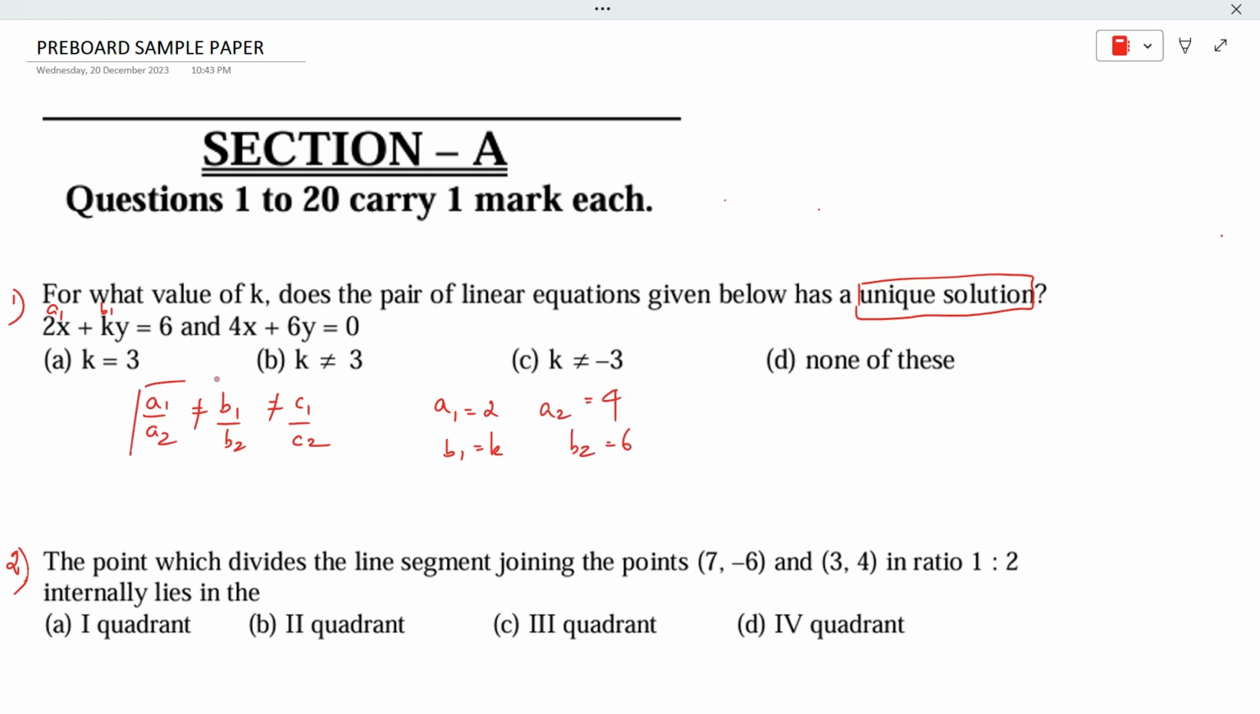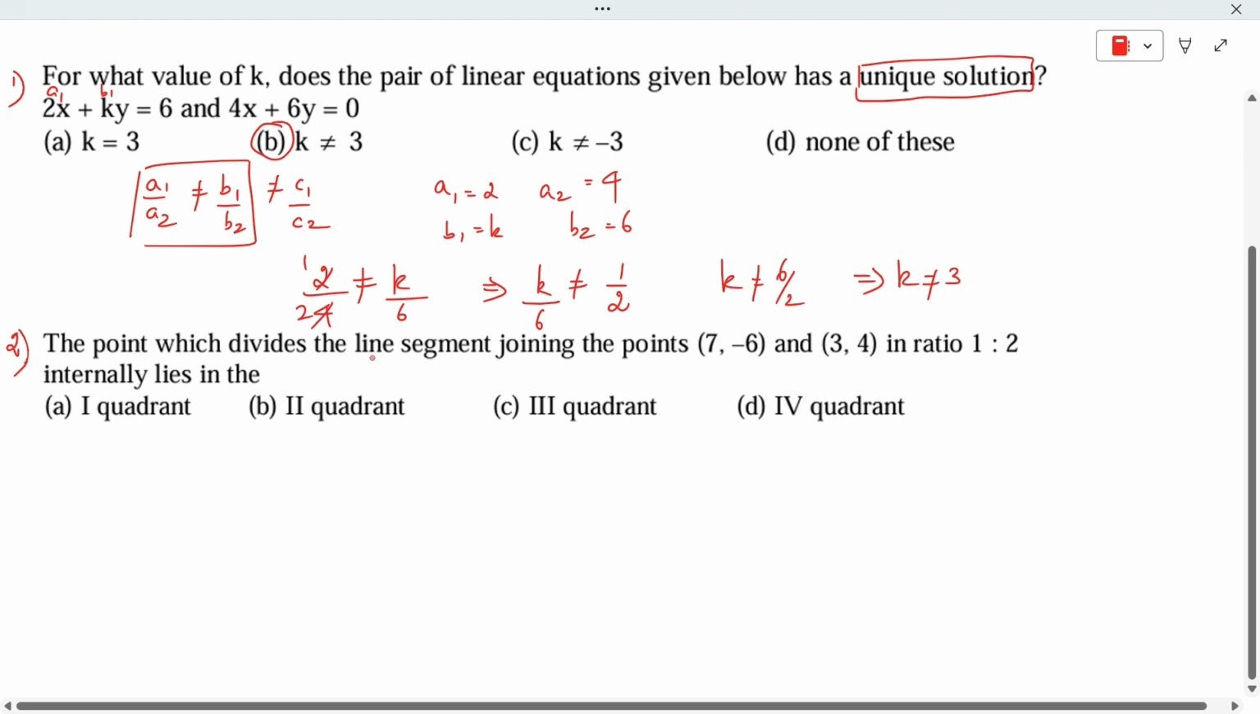So I'm just taking these two and I'm going to equate it. So a1 by a2, 2 by 4, is not equal to k by 6. Cancelling 2 and 4, it is 1 by 2. So I'm swapping the left hand side and right hand side. So k by 6 is not equal to 1 by 2, isn't it? If I take 6 to the other side, I will get k is not equal to 6 by 2, which means k is not equal to 3. So the option is B, k not equal to 3.